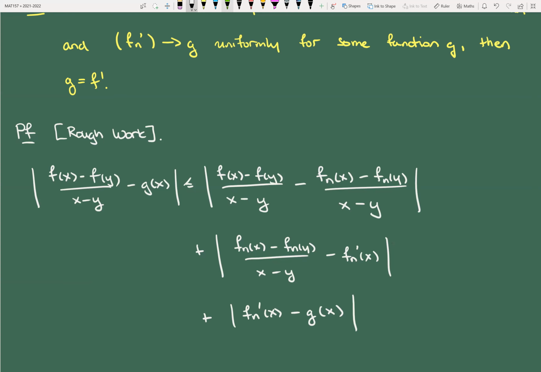Okay. So this thing, we're good to go, right? Because we know each of the f_n's are differentiable. Boom, I can make that thing as small as I want. This, no problem, because we know the f_n's converge uniformly to g. Or f_n primes, rather. It's this thing that isn't obvious. So that's the sort of thing that we have to play with, and that's going to be the tricky thing.